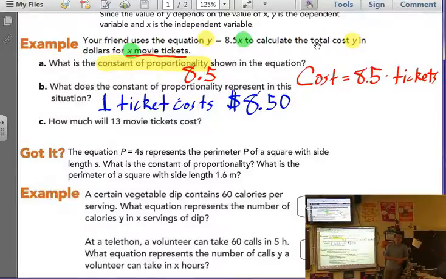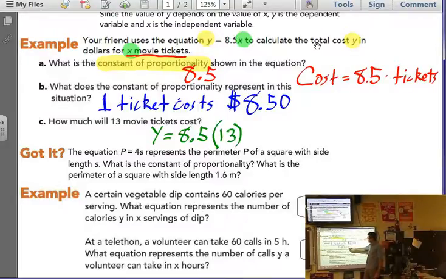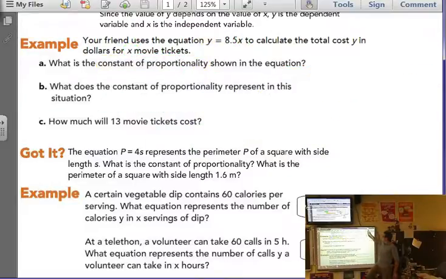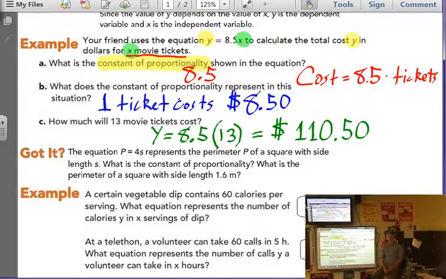How do I figure out what 13 tickets would cost? Izzy? I set up my equation, y equals 8.5x, but now I plug in 13 for the movie tickets, and guys, I request that you please write this down so you know what we're doing. And that comes out to be $110.50. And there are theaters around here that are more expensive than that. There are theaters around here that are cheaper than that.